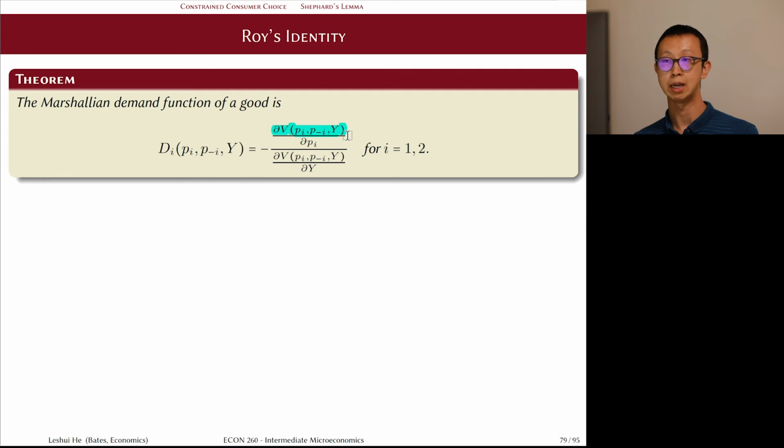So Roy's identity says, if we take a partial derivative of the indirect utility function with respect to the price of a particular good you have in mind, 1 or 2, and then divide that derivative by the derivative of the indirect utility function with respect to the budget level Y, then you add a negative sign in front, and we are going to recover the Marshallian demand function.